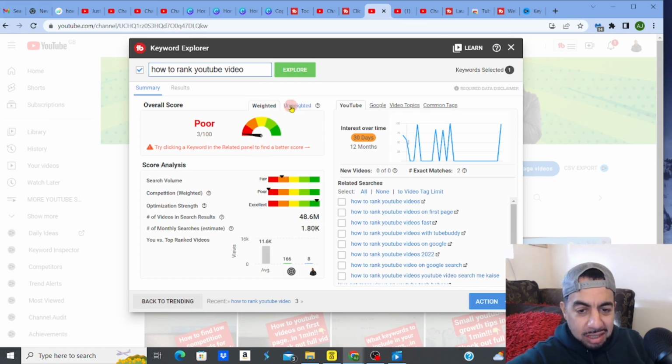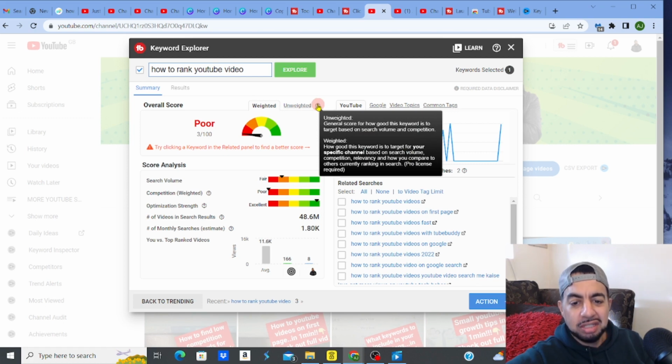So weighted and unweighted, literally, it tells you here. So it says unweighted: general score for how good this keyword is to target based on search volume and competition. Weighted is how good this keyword is to target for your specific channel.